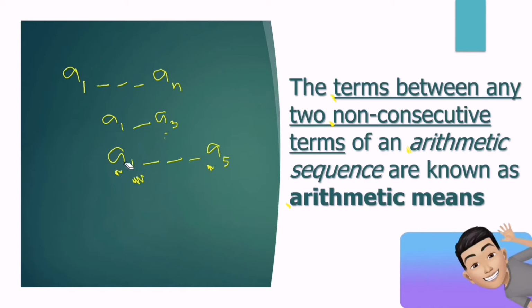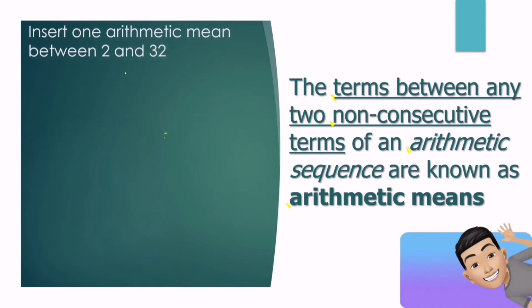Burahin natin yung kasi nandito yung example eh, para mapakita natin sa inyo. Okay? Ayun siya. Proceed tayo. Insert one arithmetic mean between 2 and 32. So, obviously, 2 and 32 are non-consecutive terms. Kaya, merong ipinalalagay sa atin na term. Pwedeng magpalagay ng term in between them. At ang pinalalagay lang ay isang term lang.